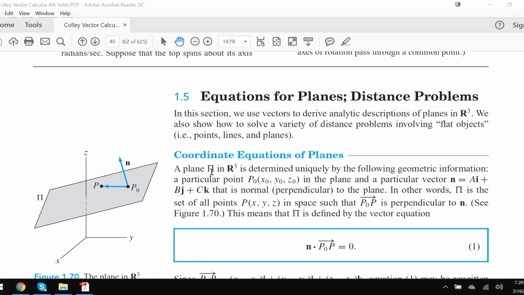A plane pi in our case is determined uniquely by the following geometric information: a particular point in the plane and a particular vector which is perpendicular, or normal, to the plane. So in other words, if I know a point is in a plane and I also know that this vector is normal to it, how many different planes can satisfy those two conditions? Only one, right? So that's one way to specify a plane.